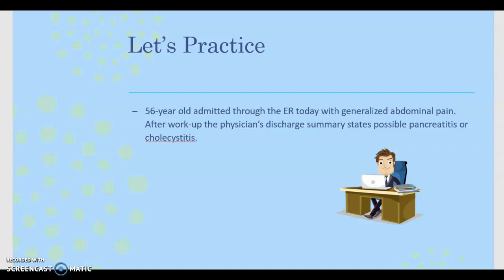We have a 56-year-old admitted through the ER today with generalized abdominal pain. After workup, the physician's discharge summary states possible pancreatitis or cholecystitis. So this is a good example of where we're going to code possibles. Our patient was admitted, so we know it's an inpatient. So in this example, we're going to code the pancreatitis and the cholecystitis as they existed. We would not code abdominal pain because that's a sign or symptom. So I'll let you guys look this up, but you should get K85.90 and K81.9.